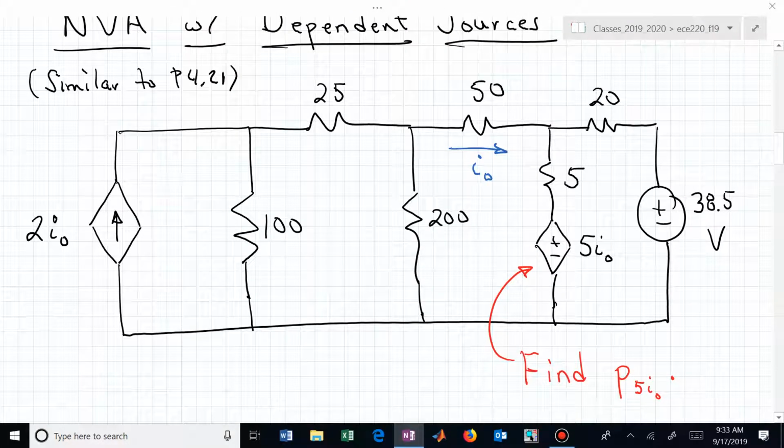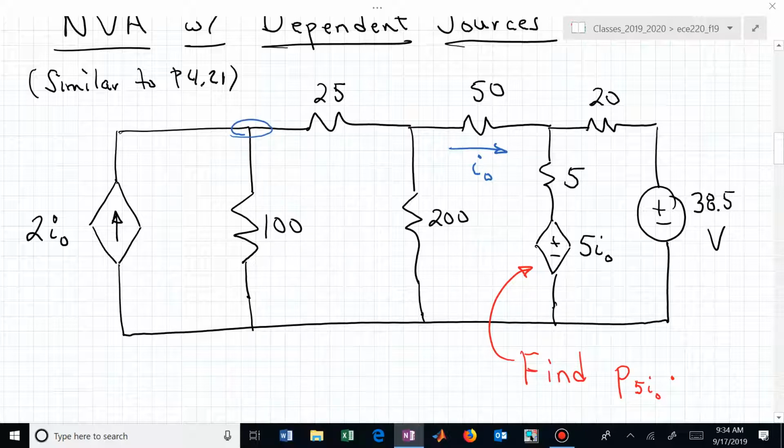What's our first step in the process of performing node voltage analysis? What's step 1? Step 1 finishes with the identification of node voltages, correct? And to get those, we actually need to identify essential nodes. And essential nodes are the connection of 3 or more elements.